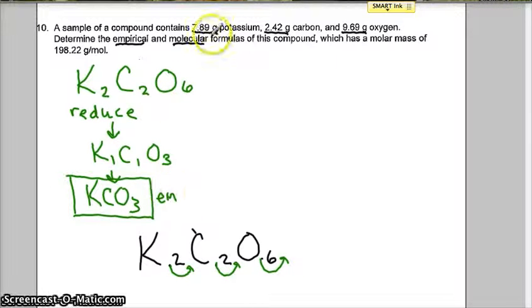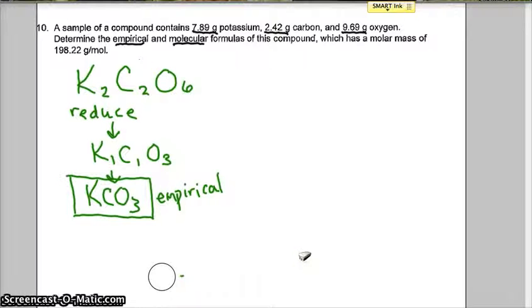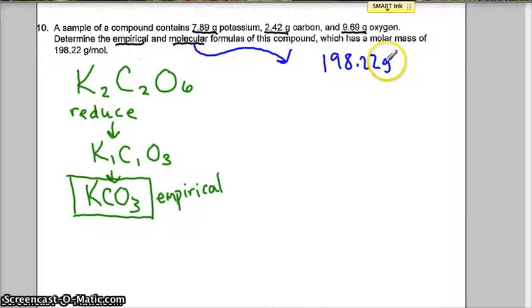I hope you have kept all of these steps as you're writing them down. Don't erase like I have to here, but keep everything written down. This is a good example for you. So now we're going to move on to the molecular formula and finding that out. And that's where we use this 198.22 grams per mole. That's where that comes into play. So we take our 198.22 grams per mole. That's our sample molar mass.